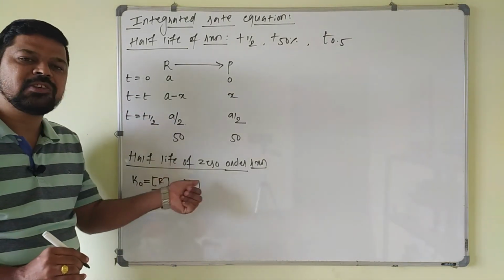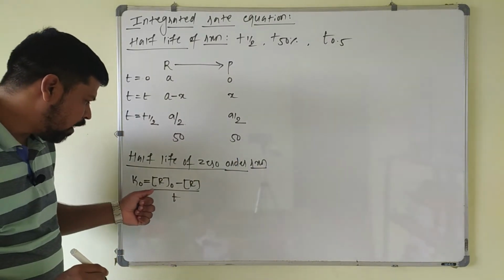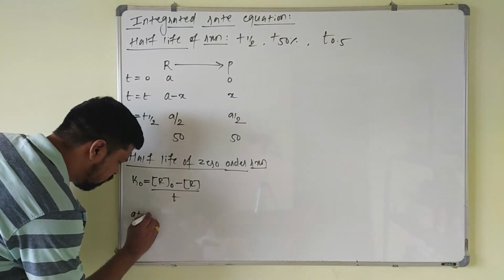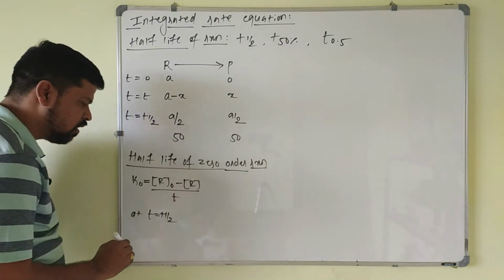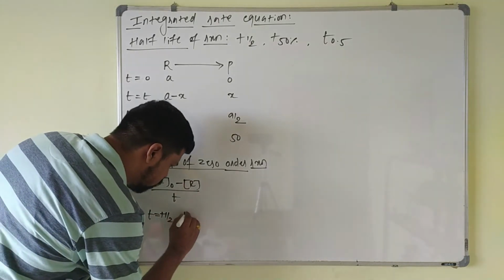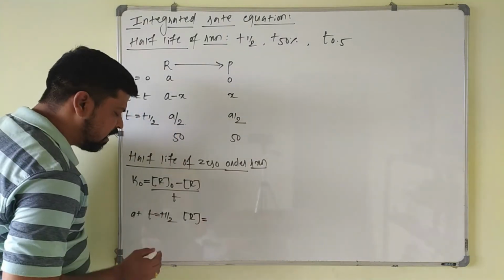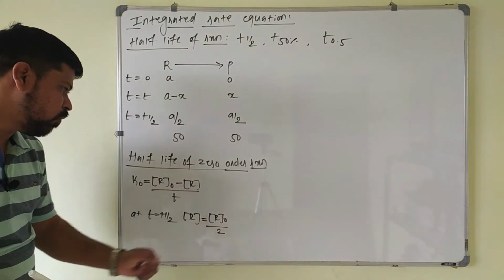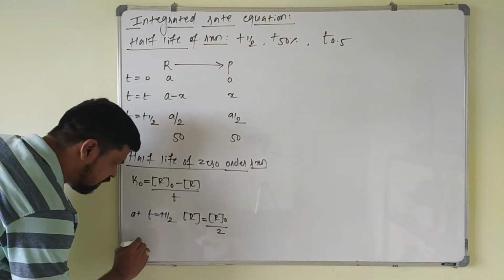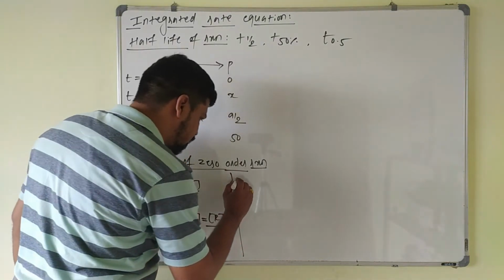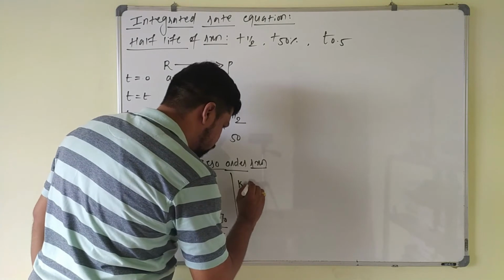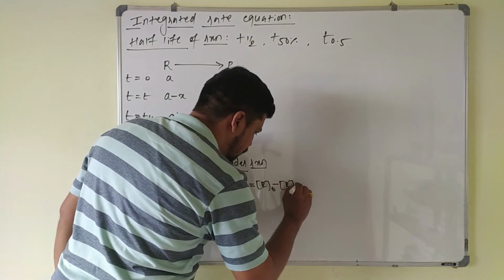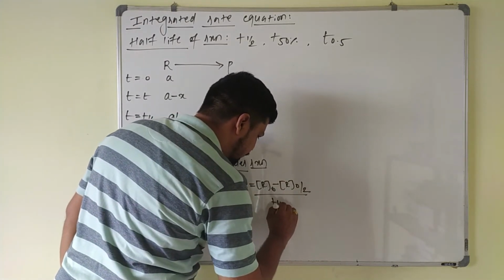Already we know that at t is equal to t half, exactly at t half what happens? R will be equal to what? At time t is equal to t half, R value is exactly half of the initial concentration, that is R naught by 2 here. So if you substitute these two values, what you will get here? K naught is equal to R naught minus R naught by 2 divided by t half.